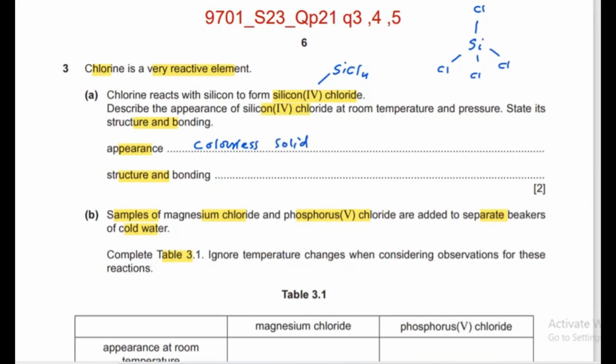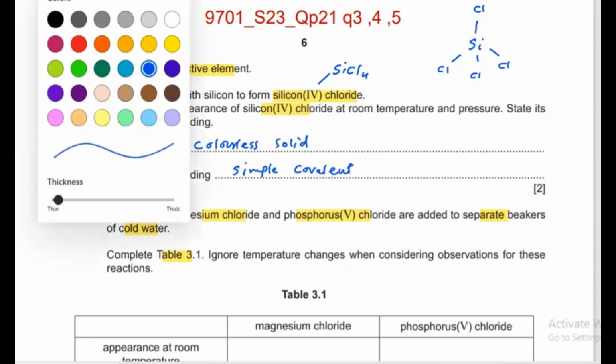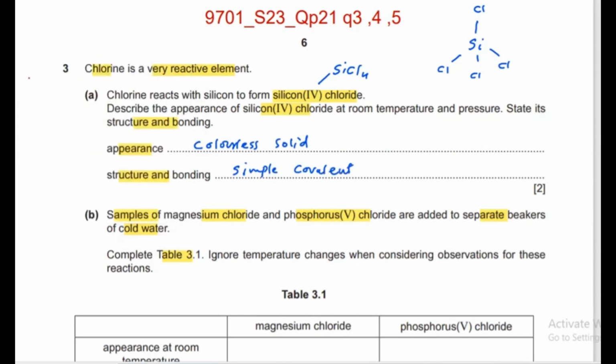And for structure and bonding, as you can see, there is a covalent bond between silicon and chlorine. So this is a simple covalent structure. These are the answers regarding appearance and structure and bonding.